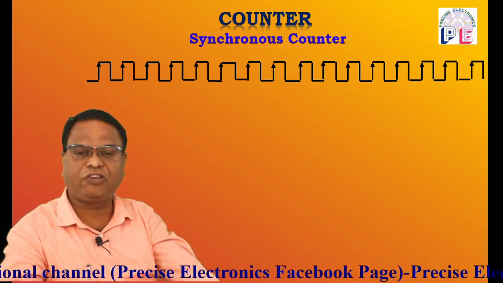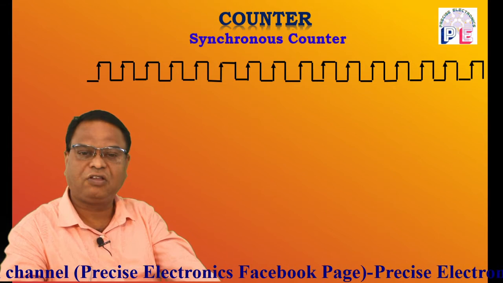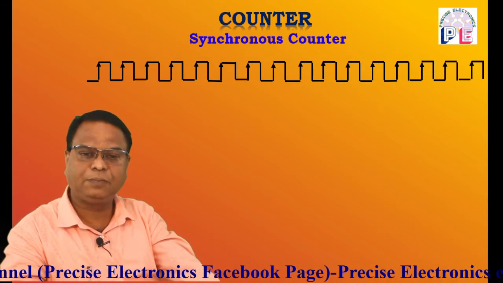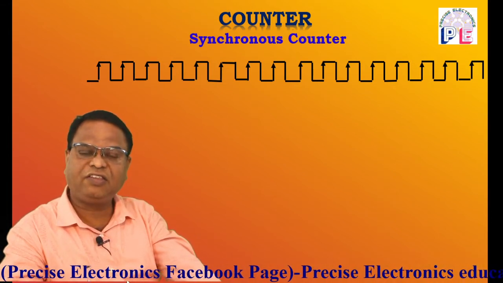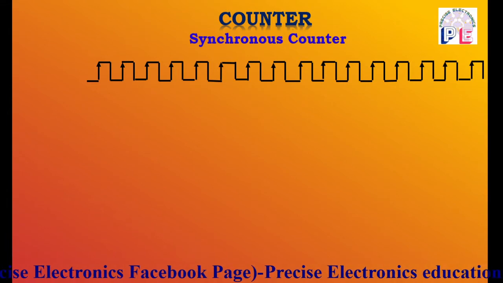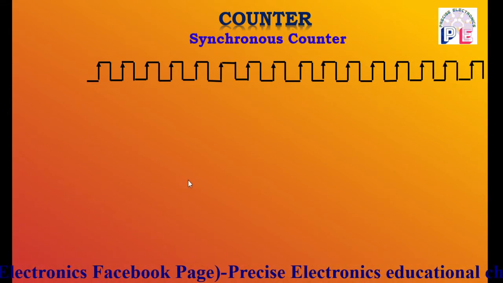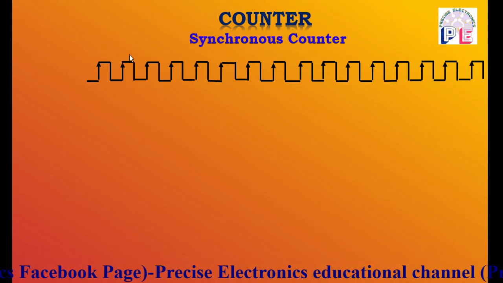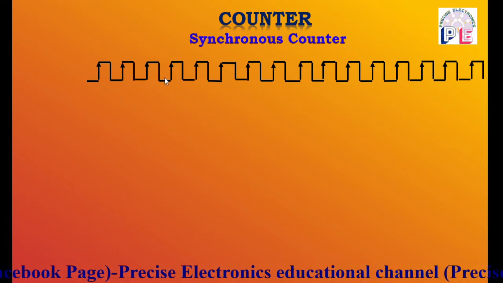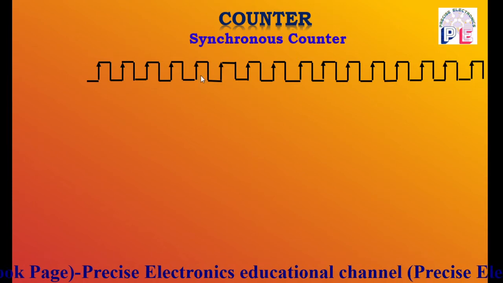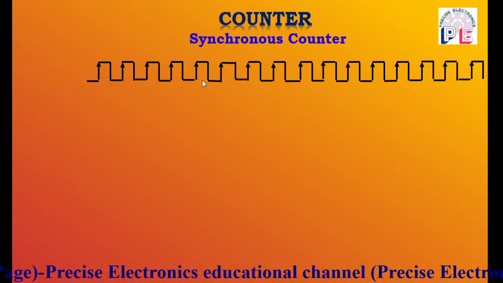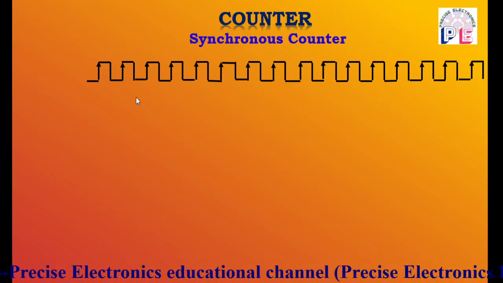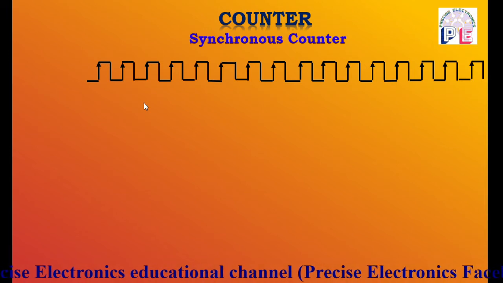First of all, 16 clock pulses are going to be displayed on your screen. In this case, the flip-flop is a positive edge triggered flip-flop. So the positive edge is applied, and that positive edge is indicated by an upward arrow. The upward arrow indicates the state of that clock pulse changes from low to high.